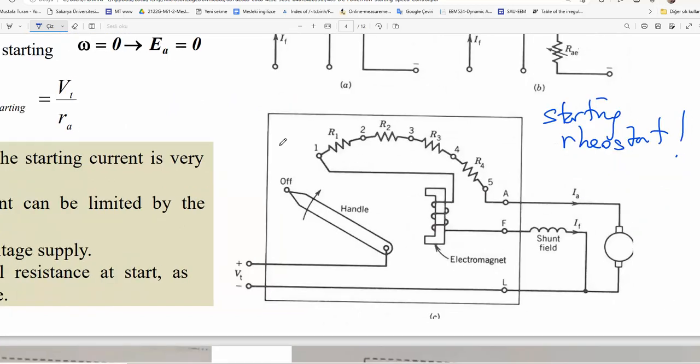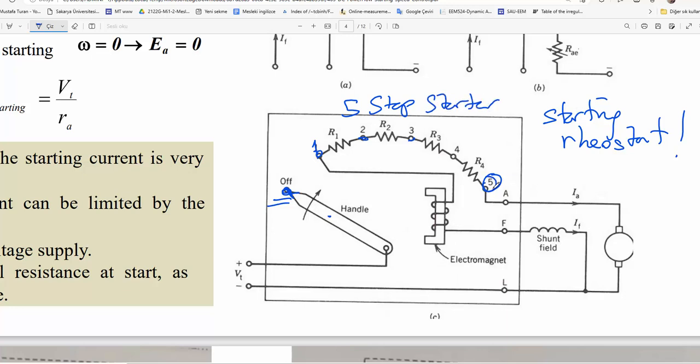Not a smooth change. Here are some steps. For example, here we have 1, 2, 3, 4 resistances, and in 5 steps we start the machine. Here's a handle. The handle is on the off position initially, and then we choose 1. We are starting the machine, and then 2, 3, 4, 5. Here you see a 5-step starter.